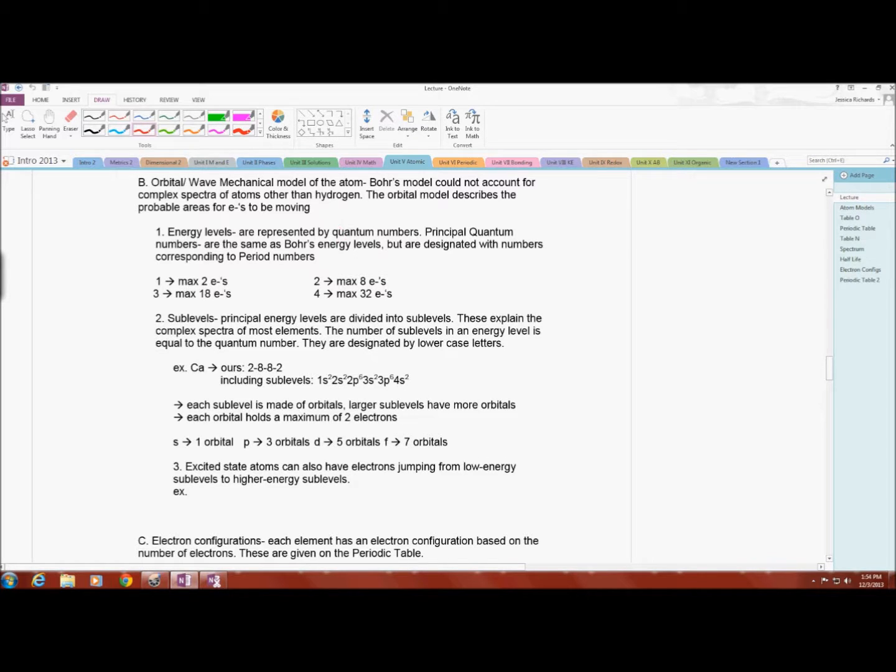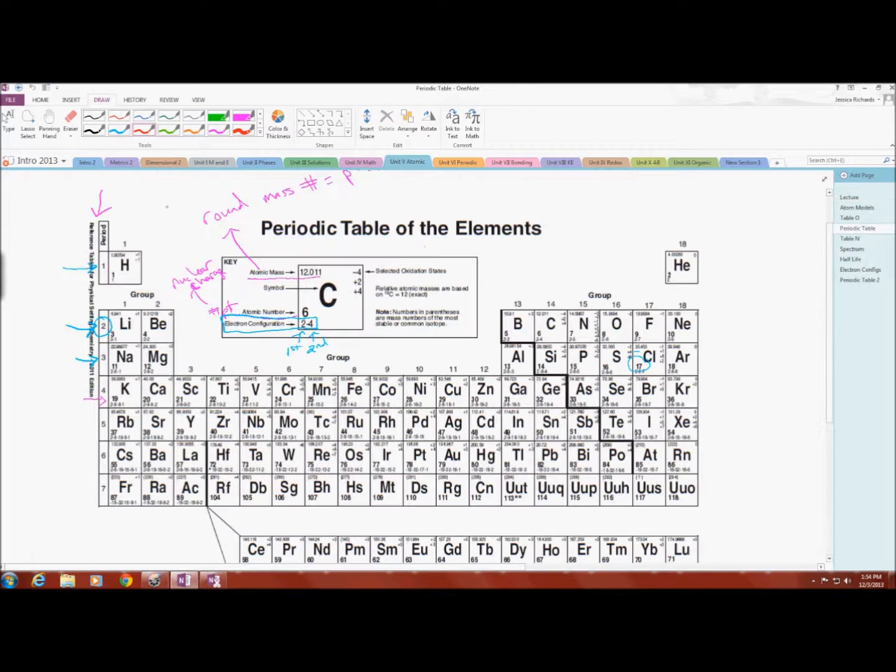So these quantum numbers or principal energy levels, they're the same as Bohr's energy levels, and we give them numbers corresponding to their periods. So again, if we look at the periodic table, period 1 is your first principal energy level, 2 is your second, 3, 4, 5, 6, 7. Okay, so that's how many energy levels they have. When you drew your Bohr models in 8th grade, if you had something in the third period, you had a nucleus and you had 3 rings for your principal energy levels. Some of you were lucky and you got hydrogen and all you had was one circle and a nucleus.